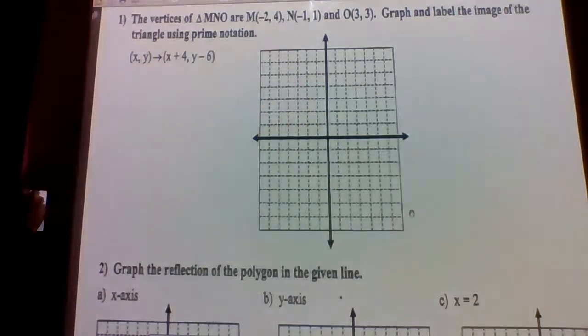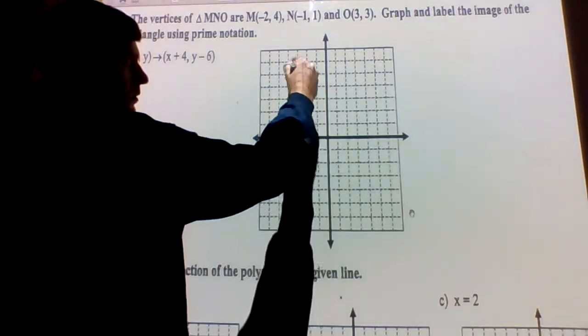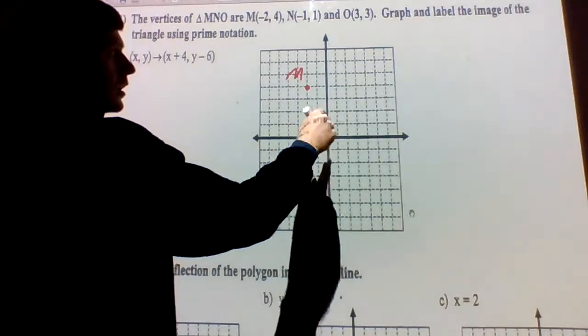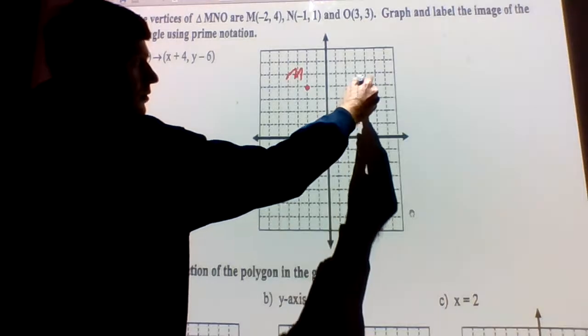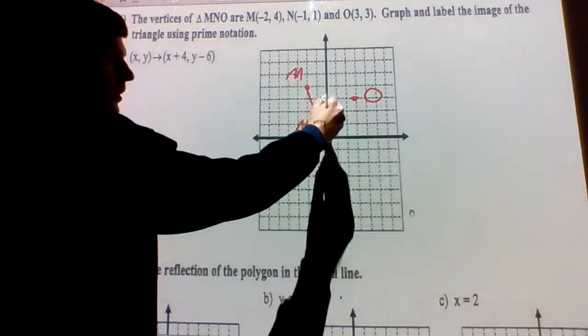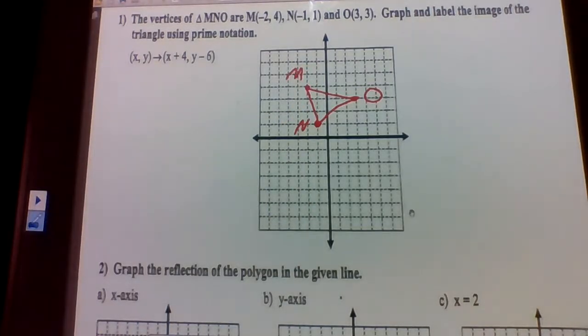Oops, let's use a different color. -2, 4 is going to be M. -1, 1 is N. And O is 3, 3. Okay, so here's our triangle MNO. Okay, graph and label the image of the triangle using prime notation.